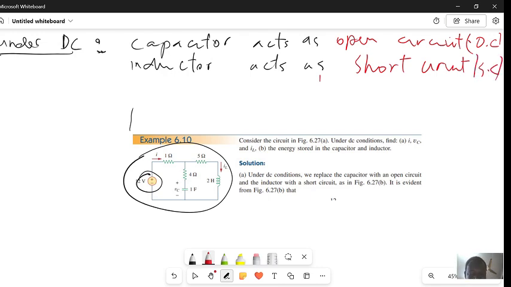Now let's see, we have this circuit. In this circuit we are asked to find I, this VC, and IL, the first equation. We know that this capacitor is going to be an open circuit and this inductor is going to be a short circuit. So how will my circuit look? My circuit will be like this one.